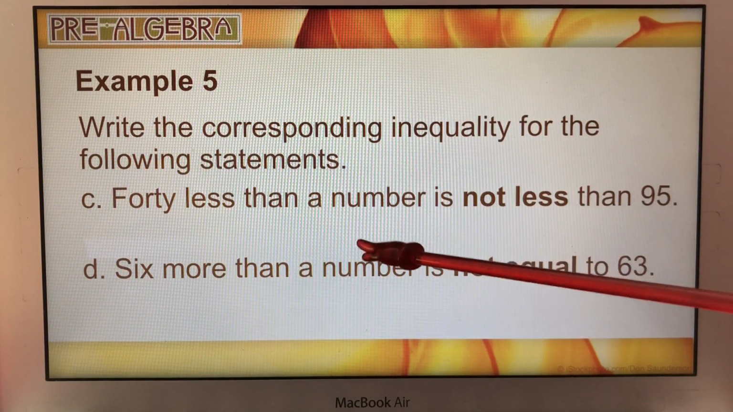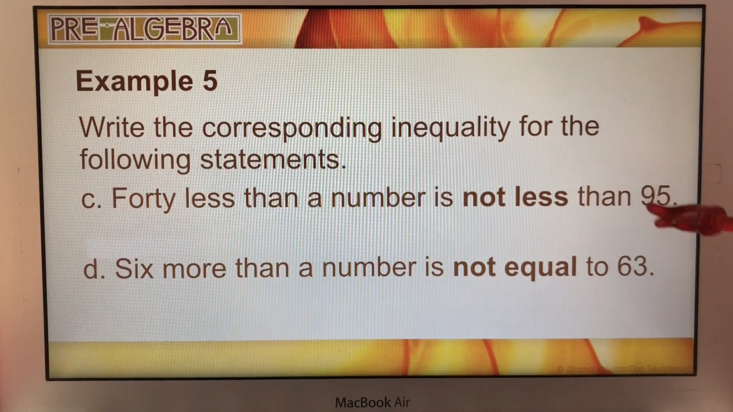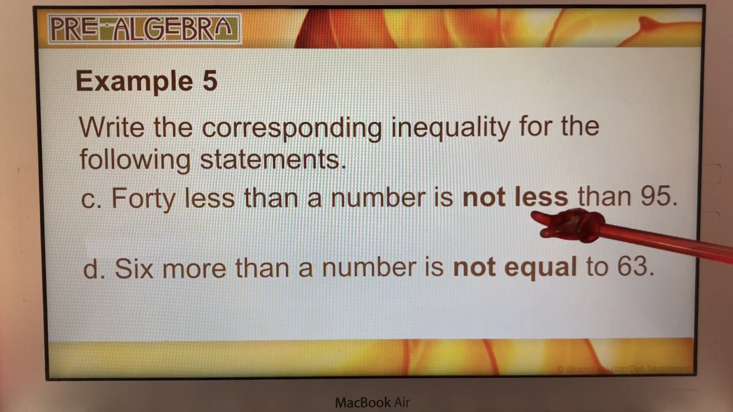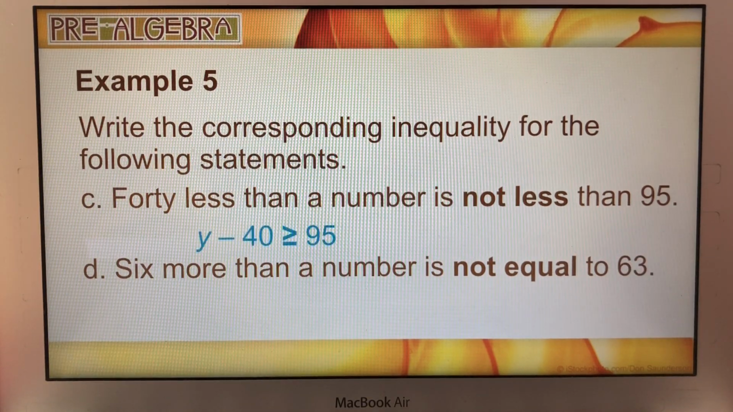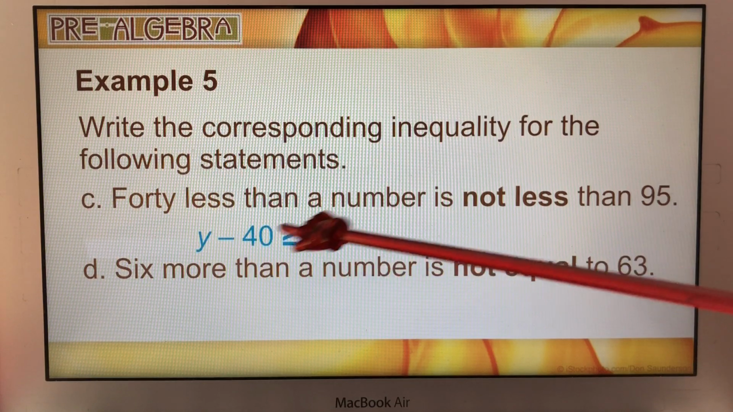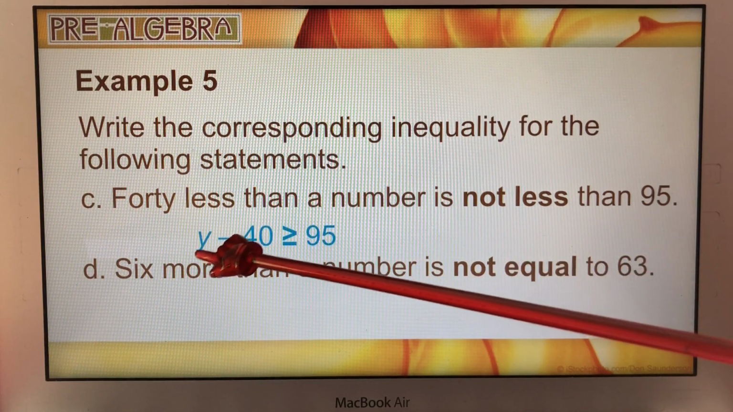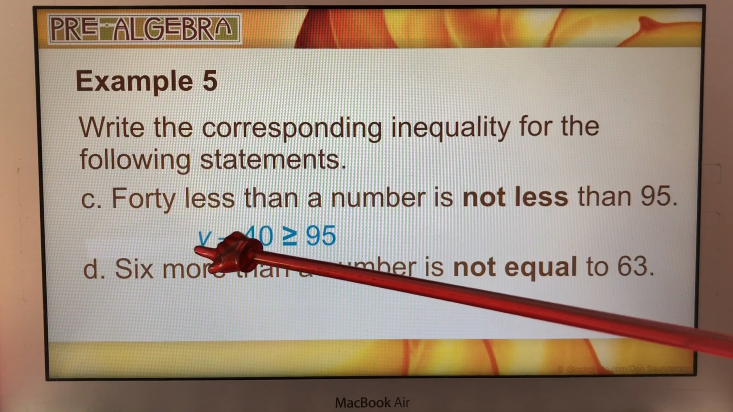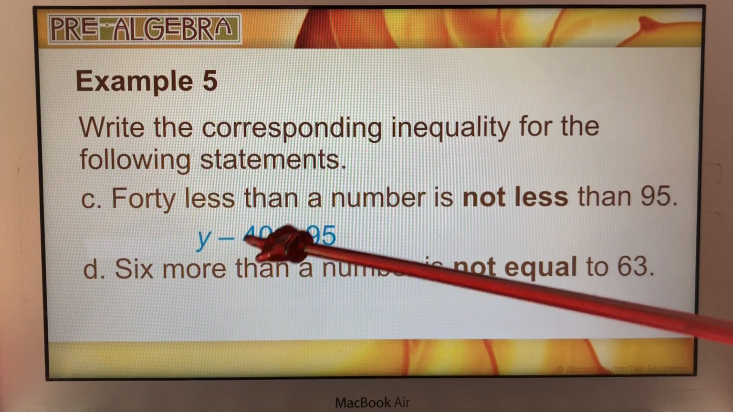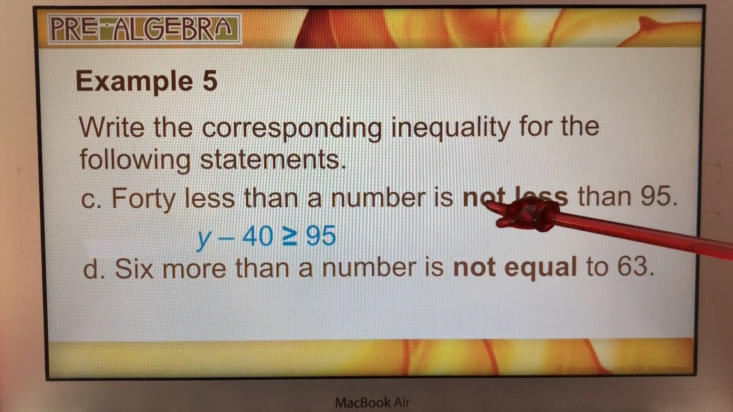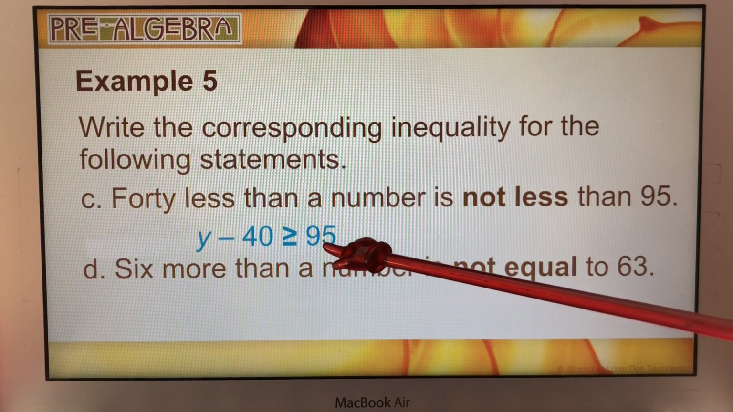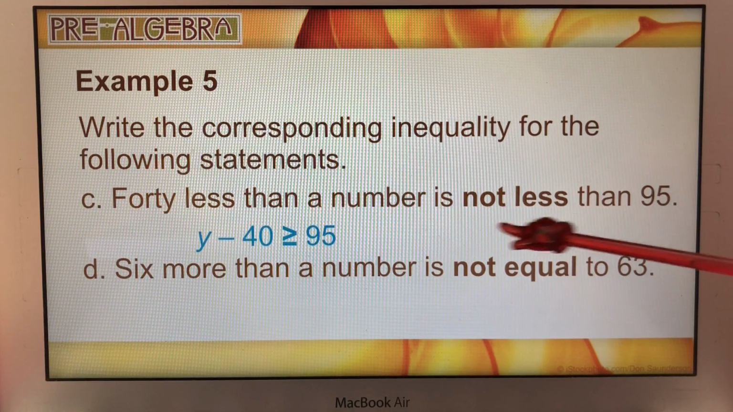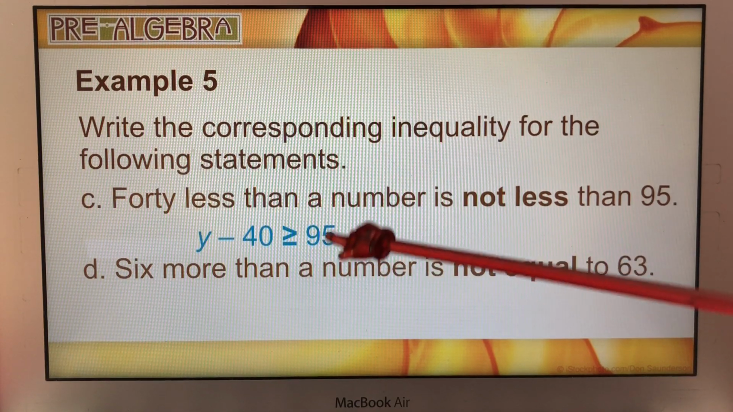40 less than a number is not less than 95. So not less, okay? 40 less than a number. So a number, any number, y or x or n, 40 less than that would be minus 40. Not less is greater than or equal to. It means it's no smaller than 95.